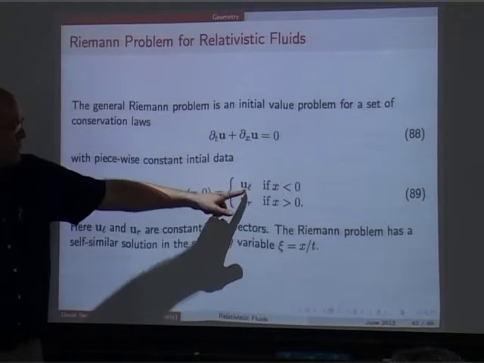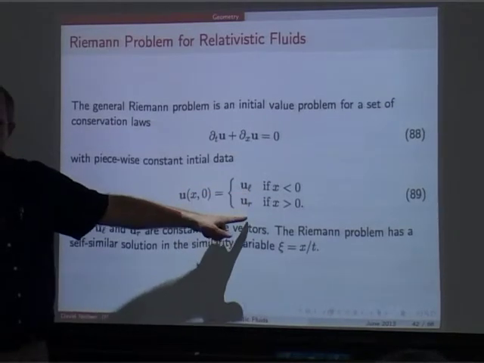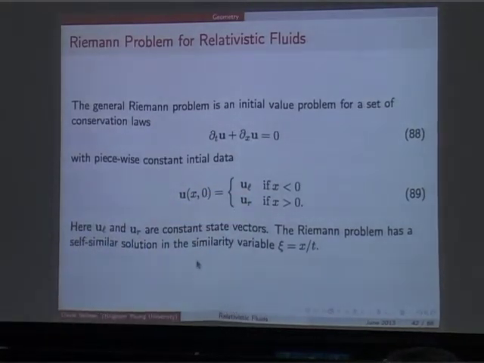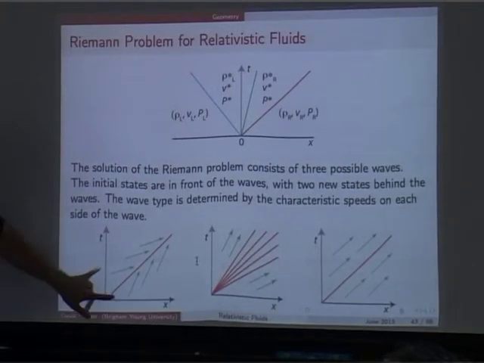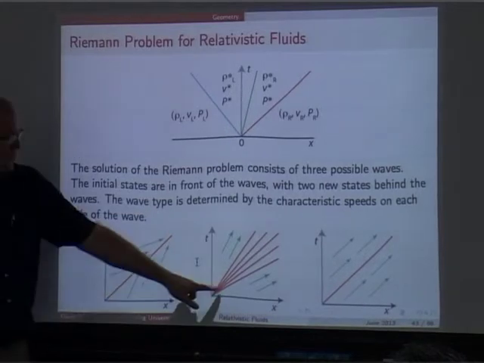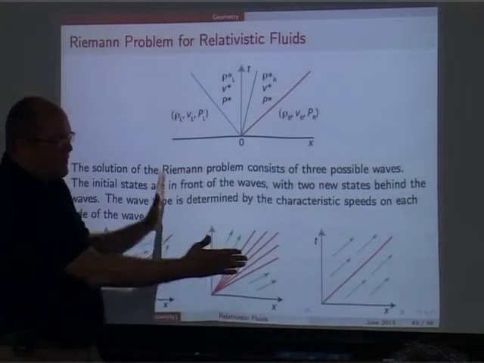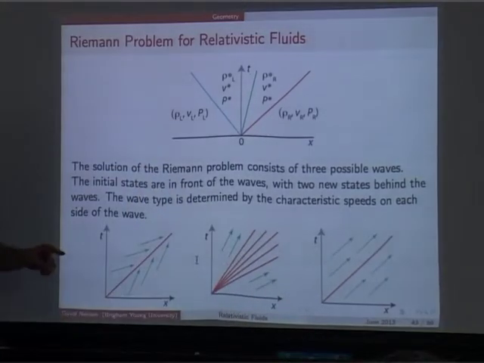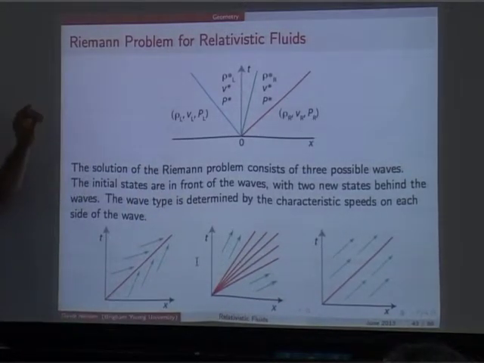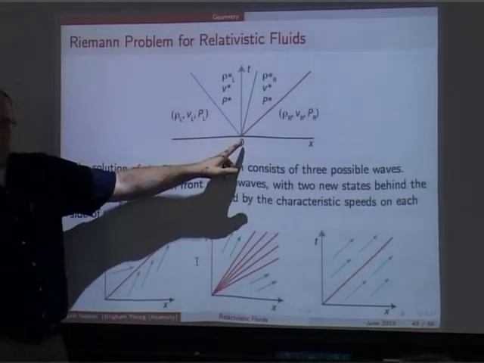Again, I'm doing this where I have one state on the left and one state on the right at the initial time. The solutions are either going to be shocks if the characteristics converge, rarefaction waves if the characteristics diverge, or a contact discontinuity if they look like this. The traditional way of labeling things is you draw a picture like this.